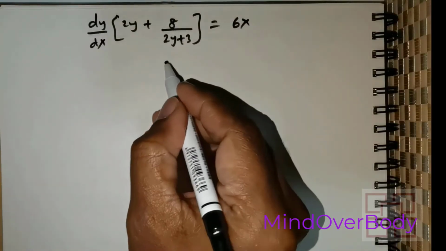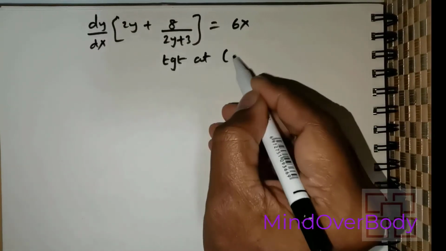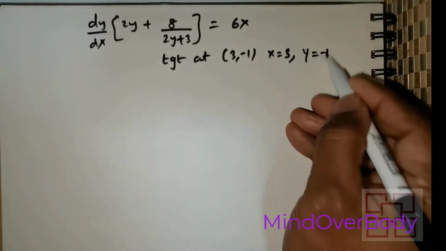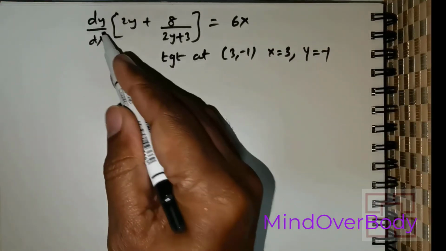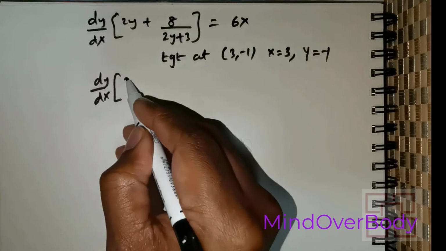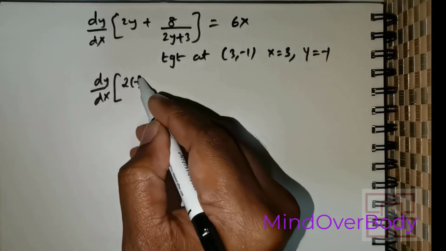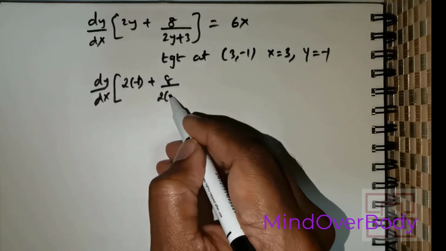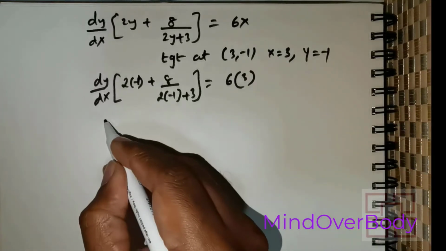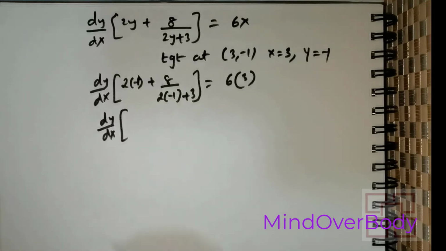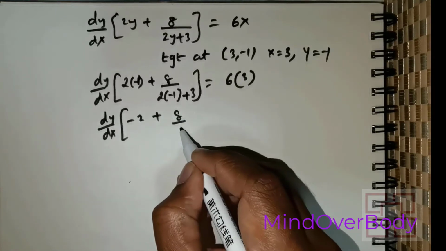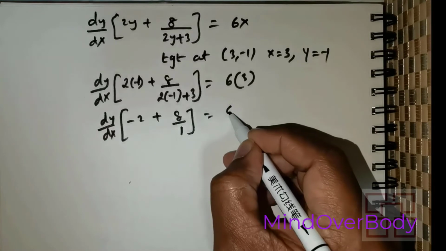Now we are expected to find the equation of the tangent at 3, negative 1. So that means x value is 3 and y value is negative 1. So you need to just substitute those values here and find dy over dx. And that would simplify our work to a greater extent. So y is negative 1. Place negative 1 there, followed by 8 times 2 of negative 1 positive 3, is equal to 6 times, my x is 3 there. So this can be rewritten as dy over dx of negative 2 positive 8 divided by negative 2 added with positive 3 would give me positive 1. On the right it's going to be 6 times 3.